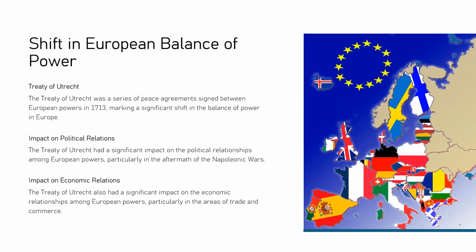Shift in European balance of power. Treaty of Utrecht. The Treaty of Utrecht was a series of peace agreements signed between European powers in 1713, marking a significant shift in the balance of power in Europe.